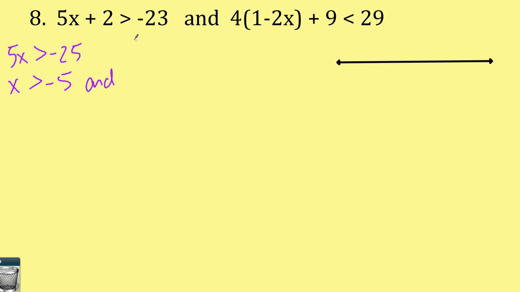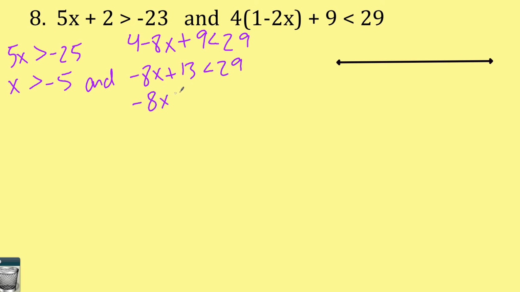And let's go ahead and work out the right side now. 4 minus 8x plus 9 less than 29. Negative 8x plus 13 is less than 29. Negative 8x is less than, what is that, 16? X is greater than negative 2. So we have, well, I won't write my answer quite yet. Let's see if it's the same as it is in the graph.